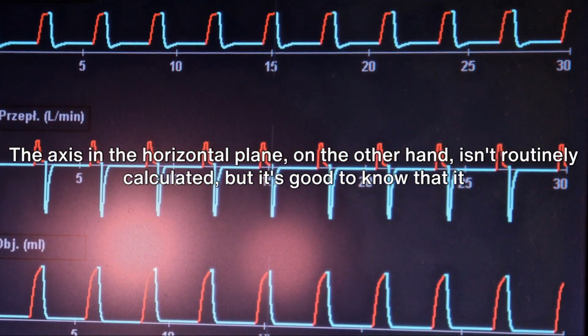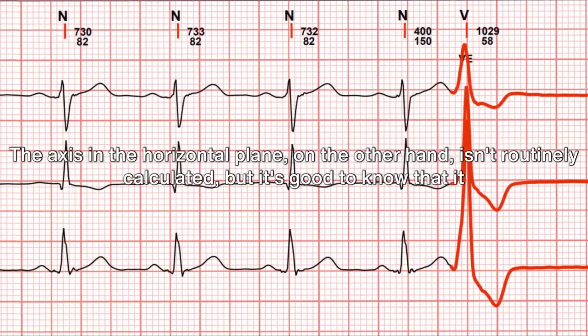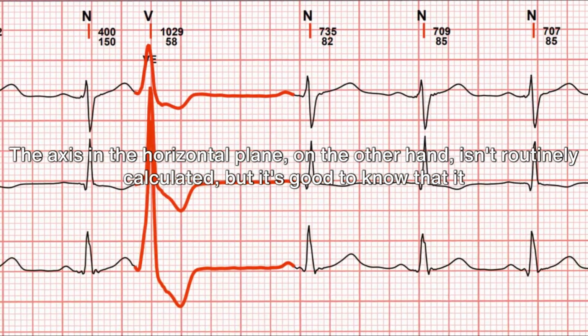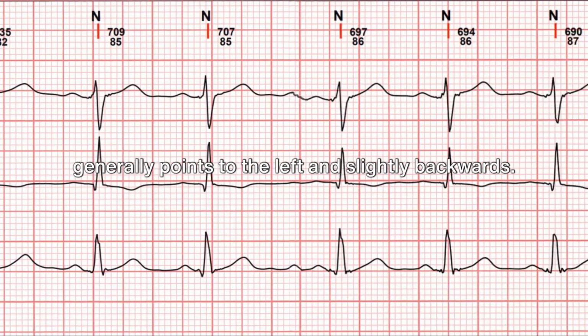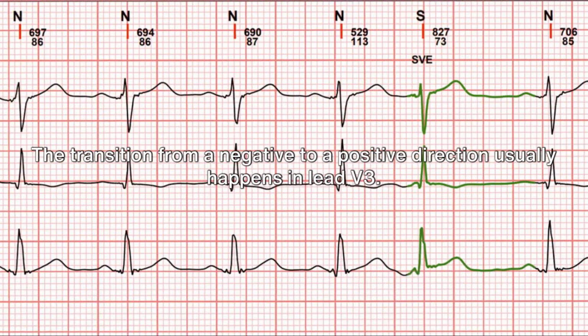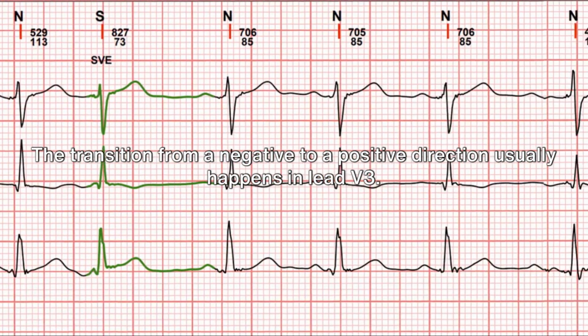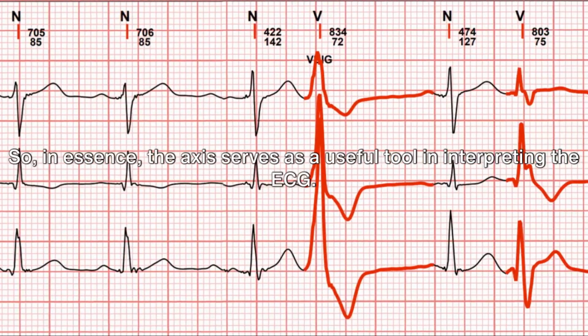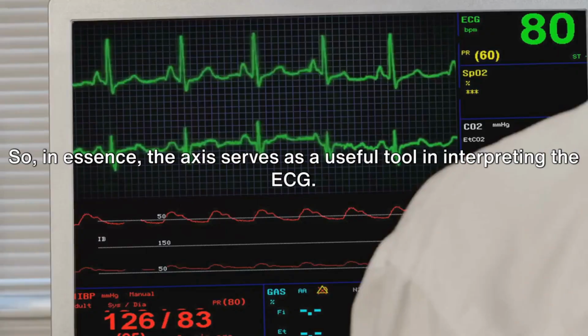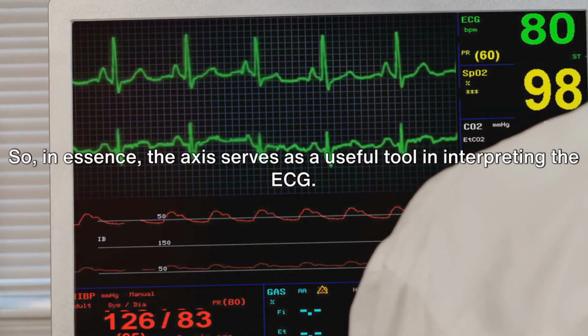The axis in the horizontal plane, on the other hand, isn't routinely calculated, but it's good to know that it generally points to the left and slightly backwards. The transition from a negative to a positive direction usually happens in lead V3. So, in essence, the axis serves as a useful tool in interpreting the ECG.